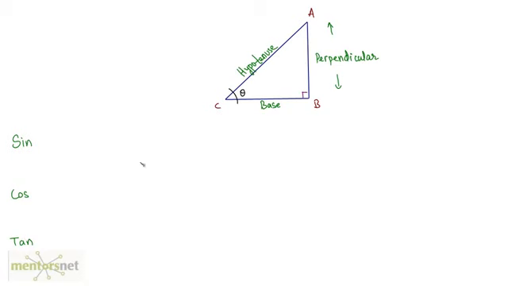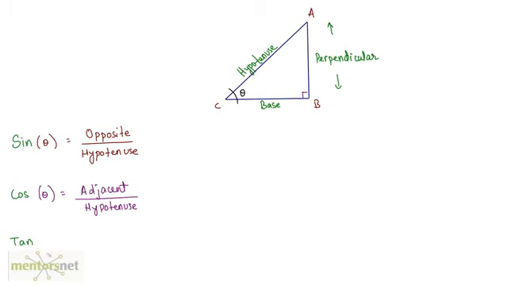So the sine of an angle, this angle theta, is equal to the perpendicular upon the hypotenuse, or we can say the side opposite to the angle upon the hypotenuse. The cosine of an angle theta will be equal to the adjacent side upon the hypotenuse, and the tan of an angle theta is equal to the opposite side upon the adjacent side.